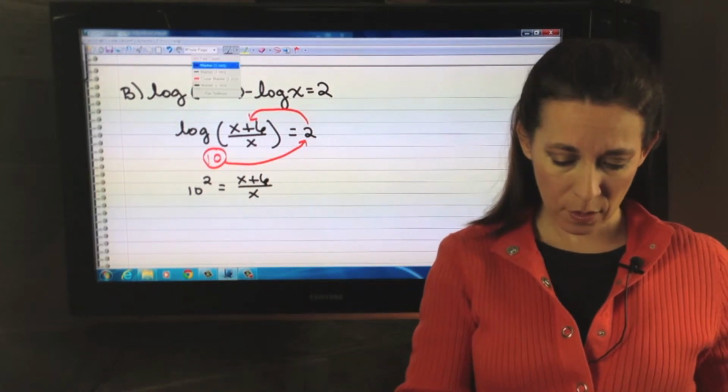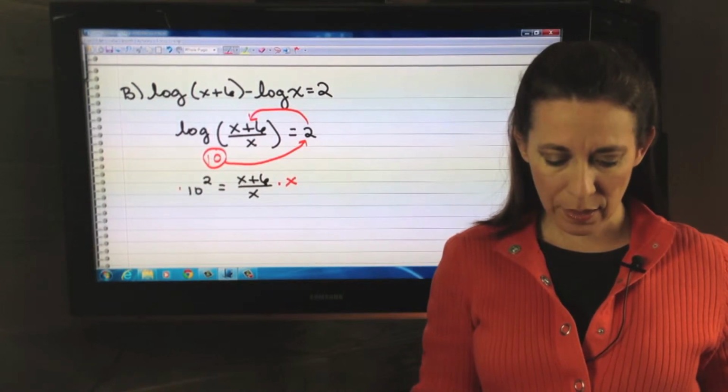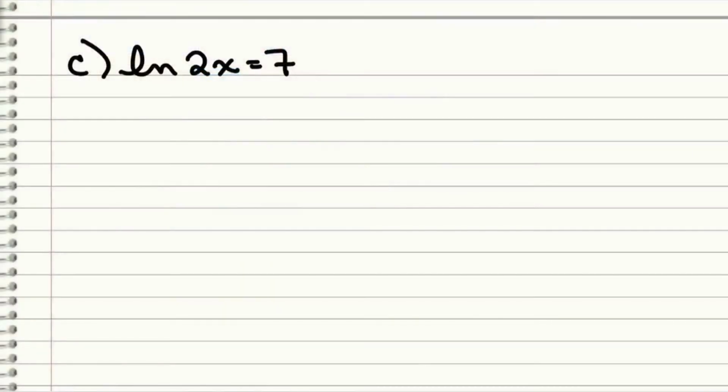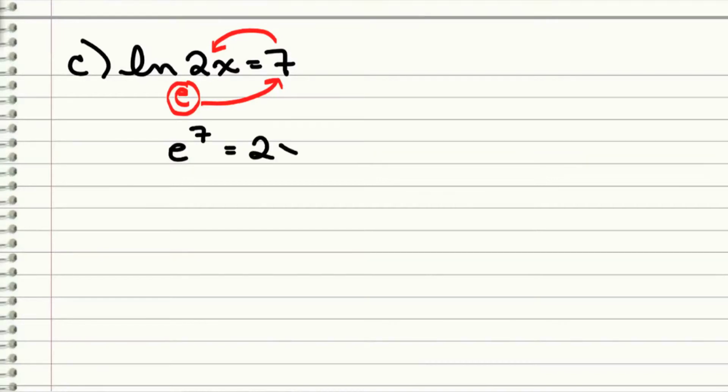Keep going. We're going to clear this fraction by multiplying both sides by the x, by that denominator. So those two x's divide out. That leaves us with a 100x equals x plus 6. And then when you subtract the x from both sides, minus x, and we'll move it up here so we can see it a little bit better. That's going to give us a 99x equals 6.